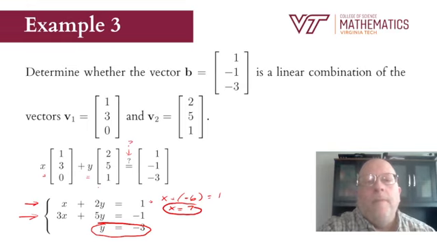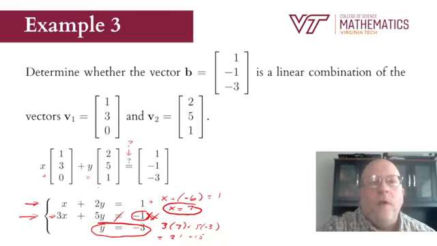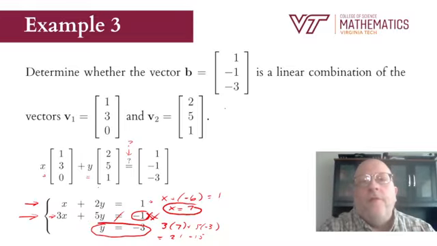But we have a problem, because if I look at the second equation, 3 times 7 plus 5 times negative 3, that's 21 minus 15, and that doesn't equal negative 1. That equation does not work. These are not equal. And therefore, b is not a linear combination of v1 and v2. So the answer is it is not a linear combination.